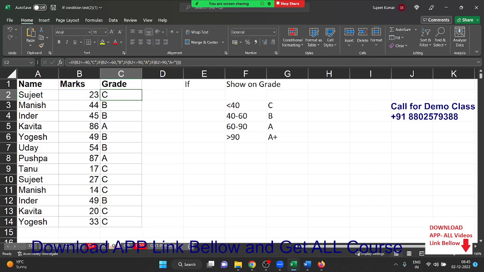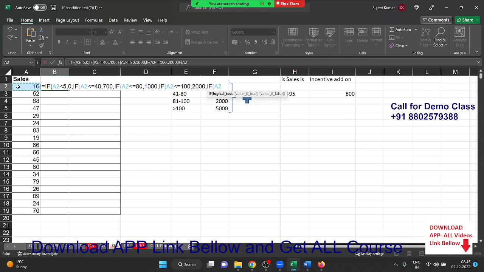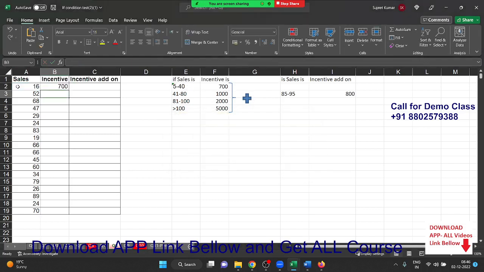Number eight will be the same. Give here if less than 5, then 0. Again, if less than equal to 40, then 700. Again, if less than equal to 80, then 1000. Again, give if this is less than equal to 100, then 2000. Then, if this is greater than 100, then 5000. Okay, press enter again, enter, you got the result.